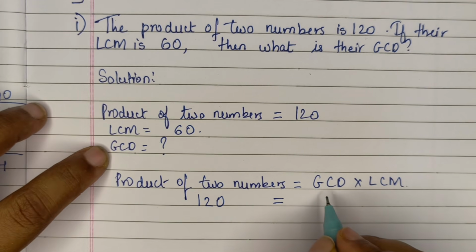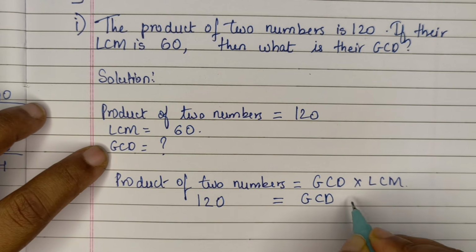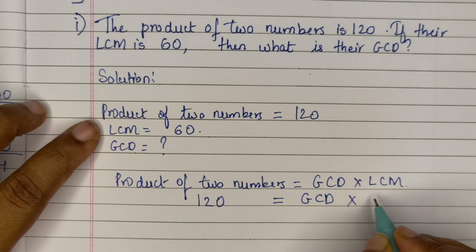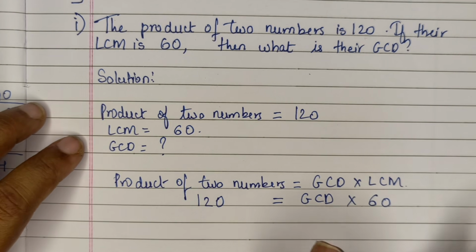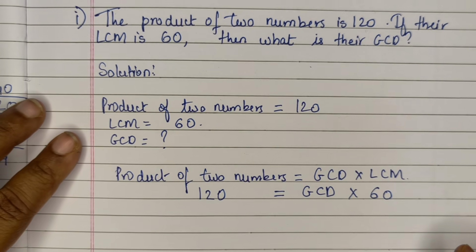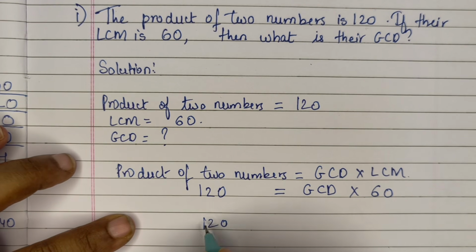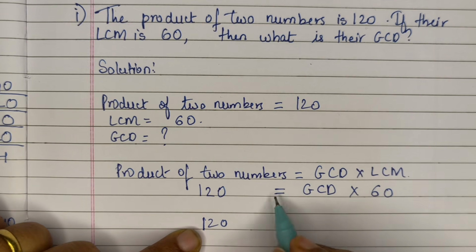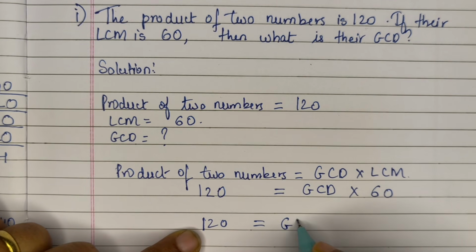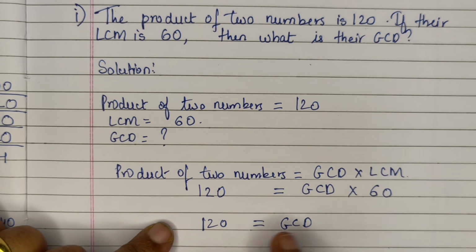GCD is not given, understood? So you can just write GCD as it is, multiplied by LCM. LCM is given, 60. So just below it you write whatever is given. Now see, 120 we will keep over here only, is equal to GCD, write it as it is.